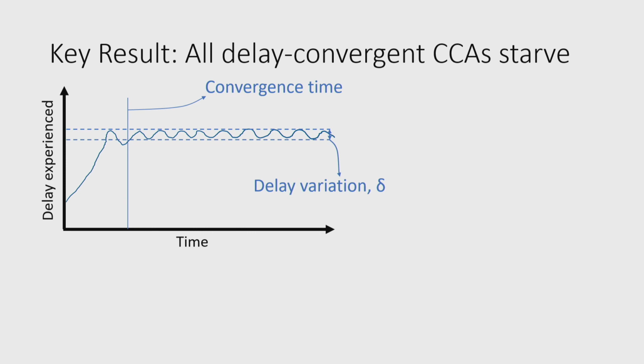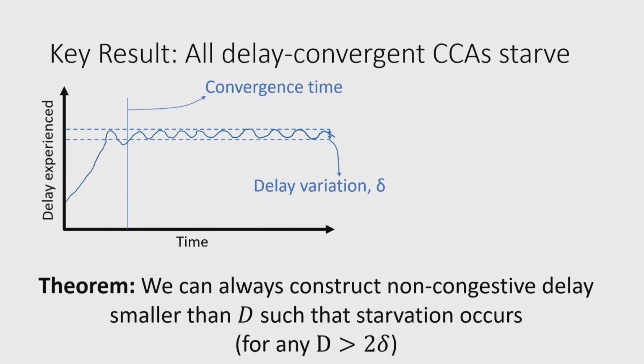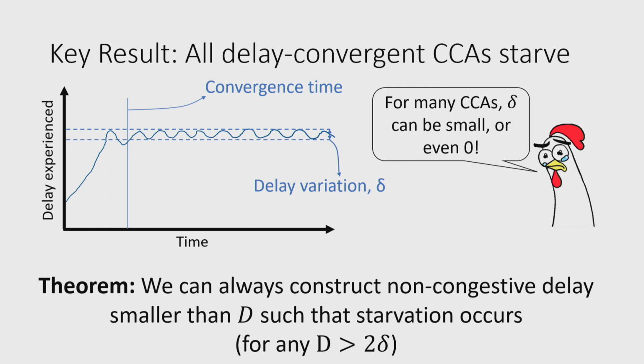And just as a reminder, a delay convergent CCA is one that after a certain convergence time has a very small delay variation. And the theorem we prove is that we can always construct non-congestive delay that is such that starvation occurs, and that this non-congestive delay is not too large, as in it is related to twice the delay variation. And the problem is delay variation can be pretty small for many of these protocols. In fact, for every protocol that we are aware of, the delay variation can be arbitrarily small or even zero. So we only need a very small amount of non-congestive delay variation in order to cause starvation.